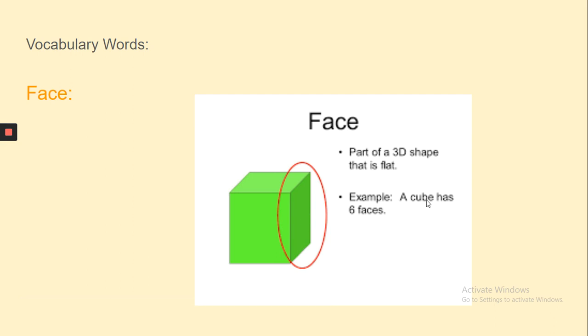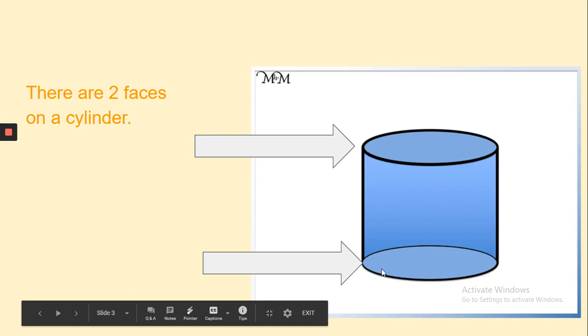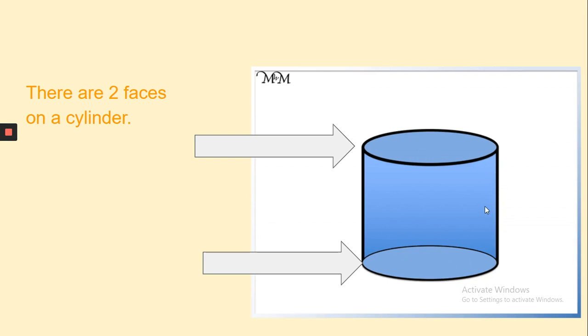So on a cube, there are 6 faces. There are 6 flat parts. You can't see them all in the picture because some are hidden behind, but there are 6 flat parts. So when I look at my cylinder, I see that it has 2 faces. I see the top is flat and it will sit still, and the bottom is flat. So those are the 2 faces on my cylinder. The side is circular, so that is not a face because it's not flat, where it would sit flat on the table.